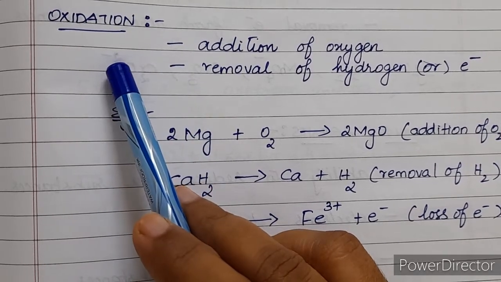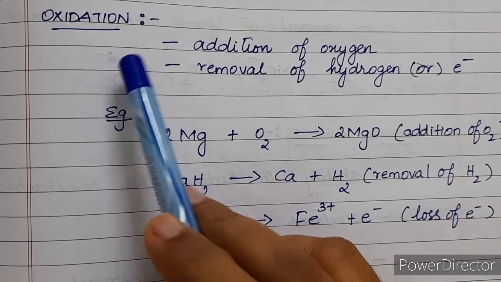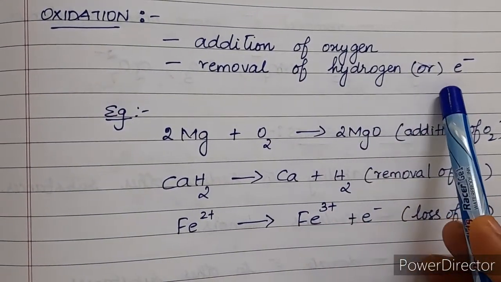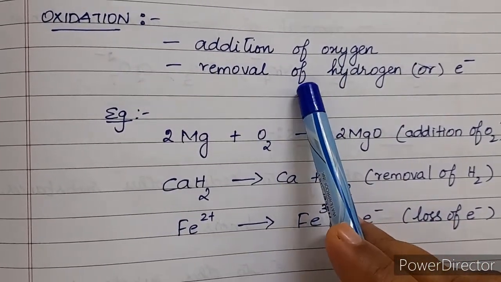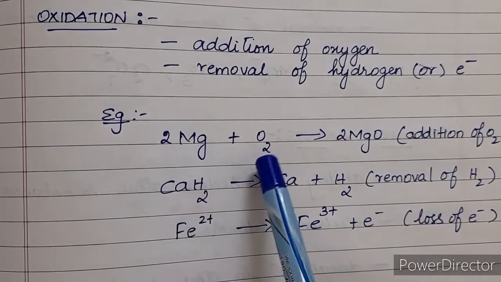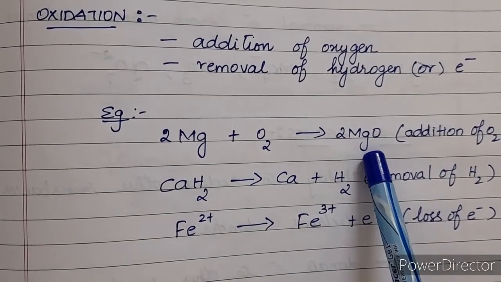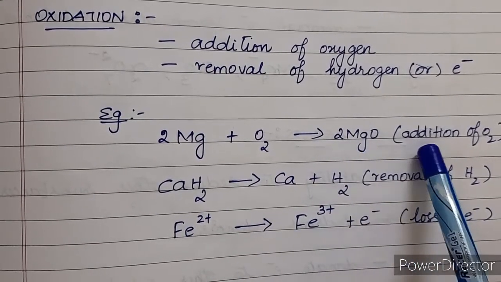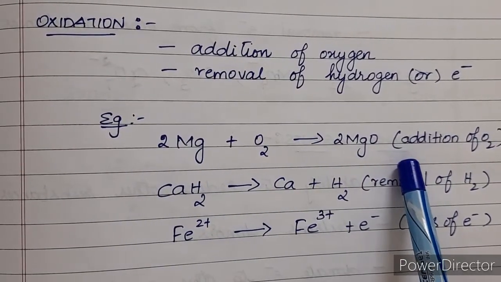Now, what do you mean by oxidation? Oxidation is a chemical reaction which involves the addition of oxygen or removal of hydrogen or electrons. Electron is removed or hydrogen is removed. This type of reaction is called oxidation. Now let's see the example. Magnesium comes in contact with oxygen and forms magnesium oxide. Here oxygen gets added to the element magnesium. Addition of oxygen takes place, so this reaction is called an oxidation reaction.